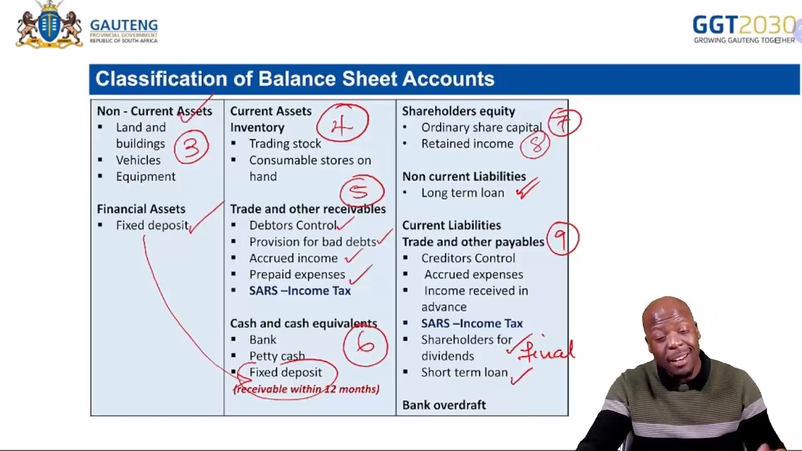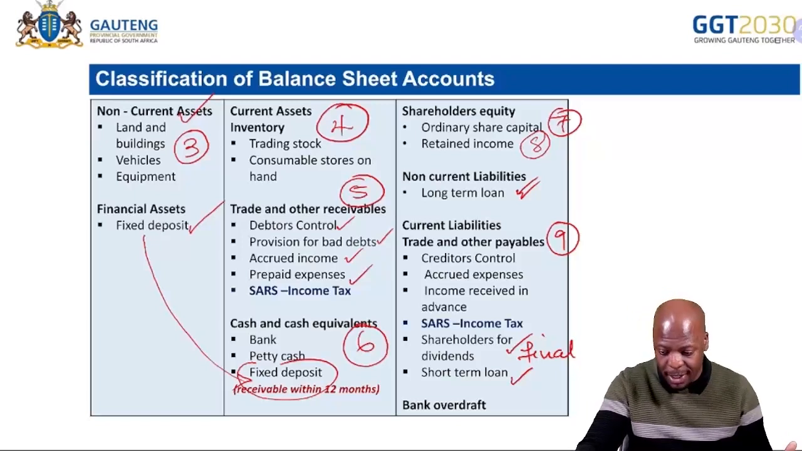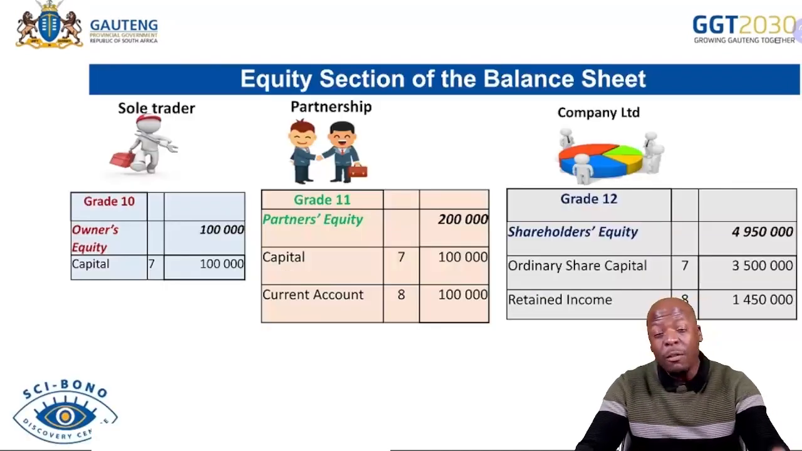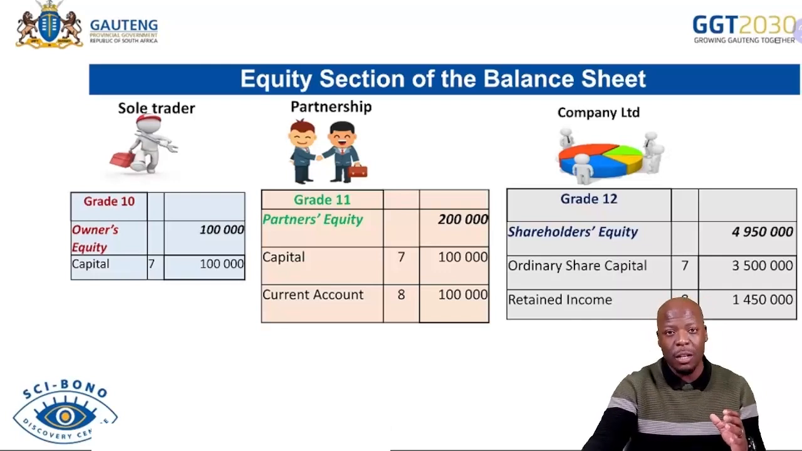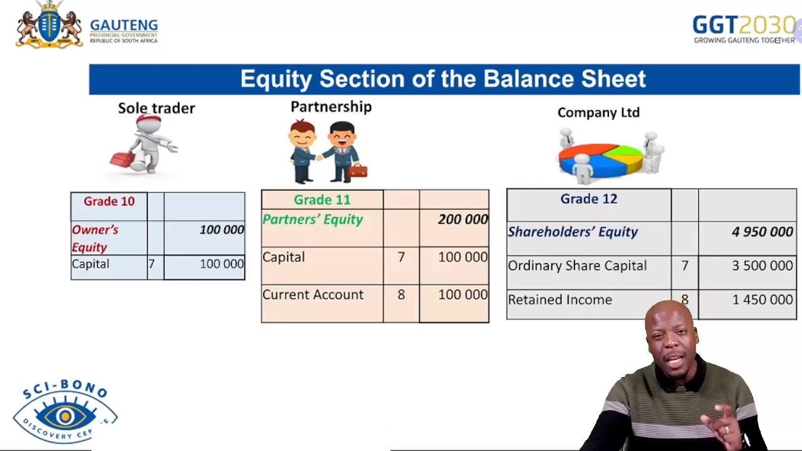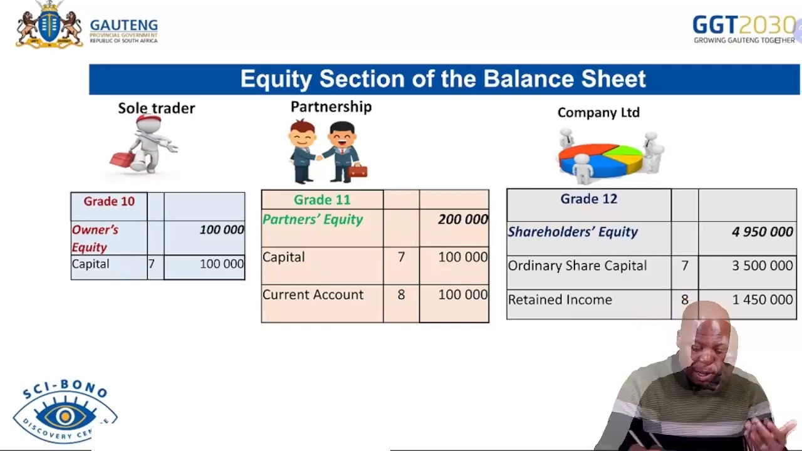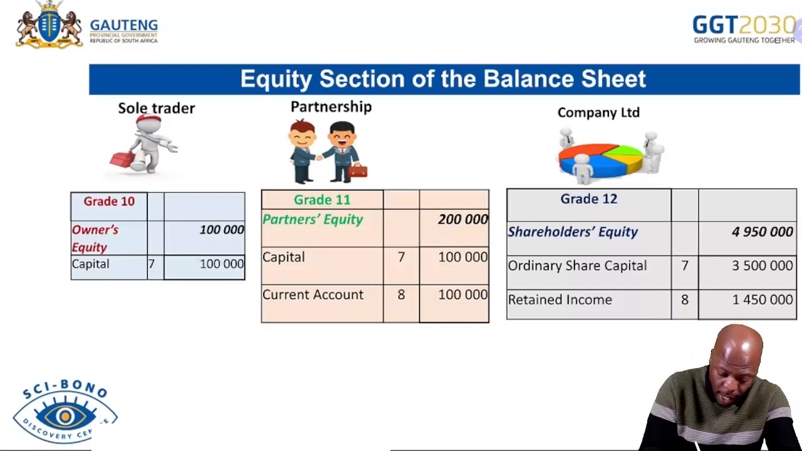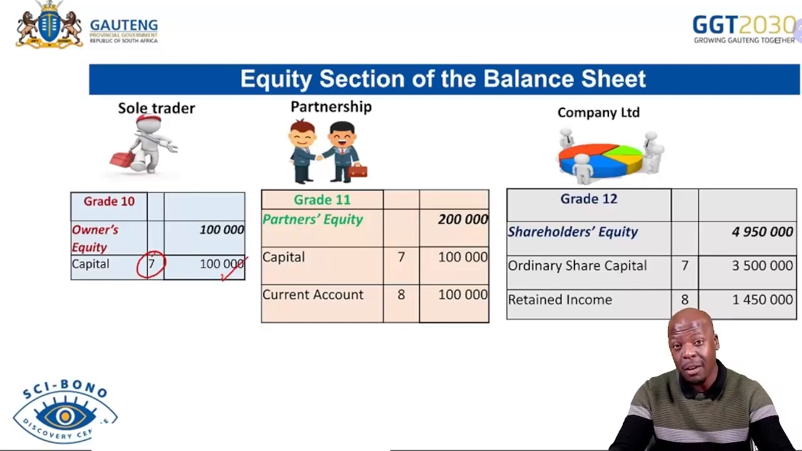All right. And then lastly, I'm going to talk about bank overdraft. Bank overdraft is also a current liability. Now, one of the most important things about the balance sheet is the equity section. In grade 10, we dealt with the sole trader, the one-man business. He enjoys all the profits as well as all the risk. So in his equity, we had note number 7, which was the capital. That was in grade 10.